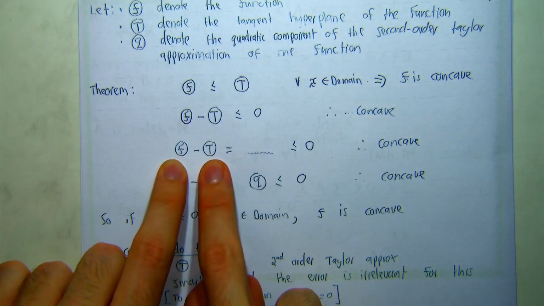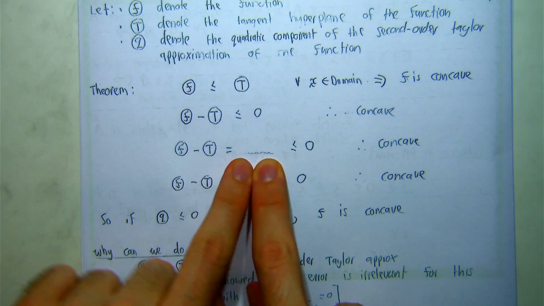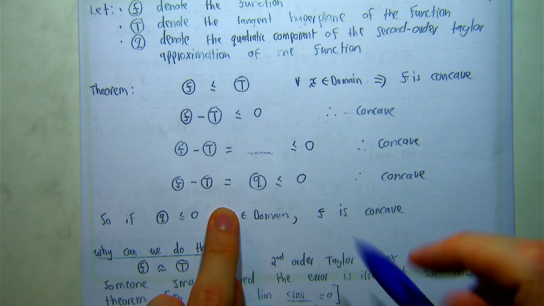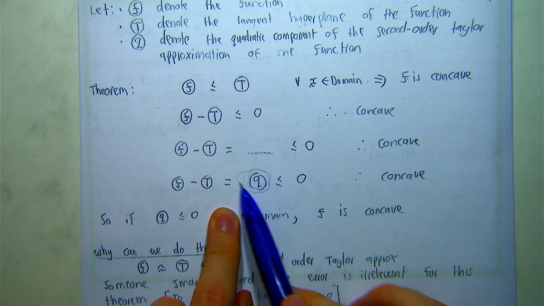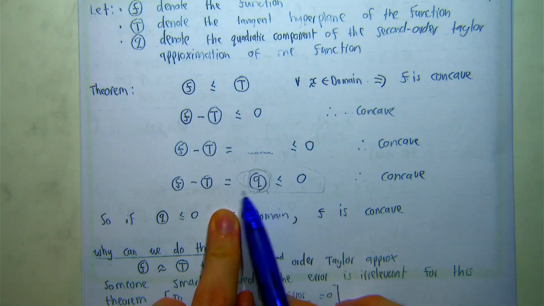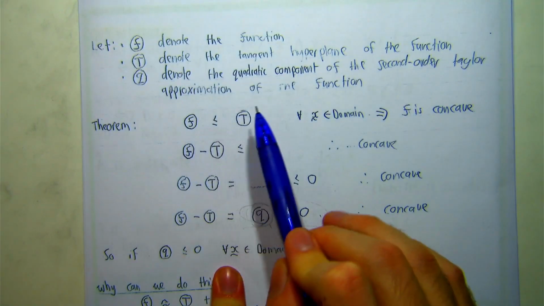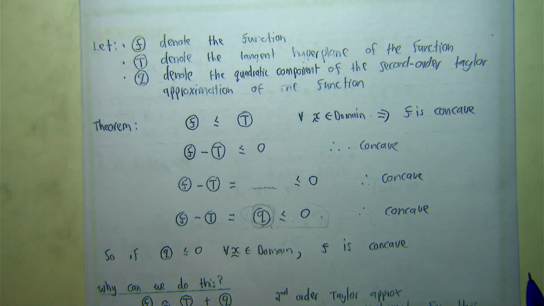And we know that f minus t is equal to something else, and we're trying to analyze if that something else is less than or equal to 0. And in this case, the something else is that quadratic component. So if the quadratic component is less than or equal to 0, then f minus t is less than or equal to 0, then f is less than or equal to t, which means f is concave.